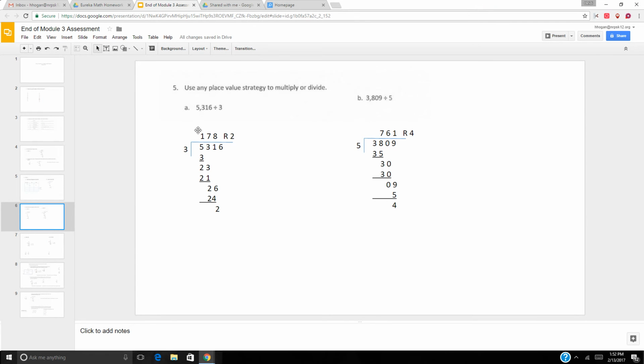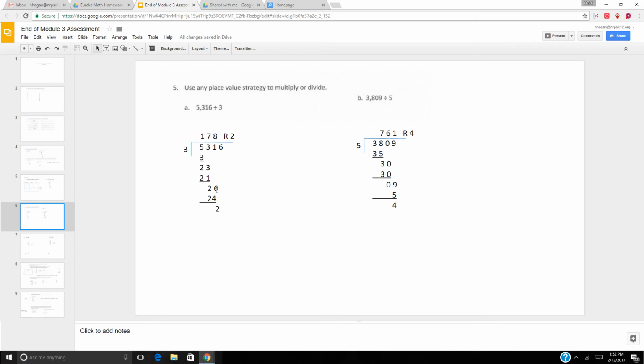5 divided by 3 is 1. 1 times 3 is 3. 5 minus 3 is 2. Bring down the hundreds, please. 23 hundreds divided by 3 is 7. 7 times 3 is 21. 23 minus 21 is 2. Bring down the ones, please.